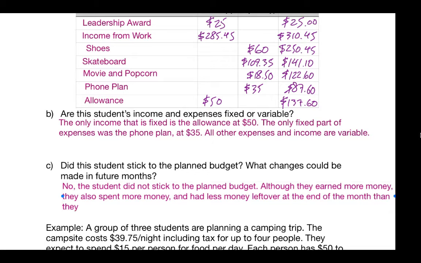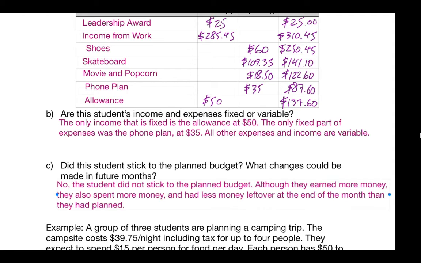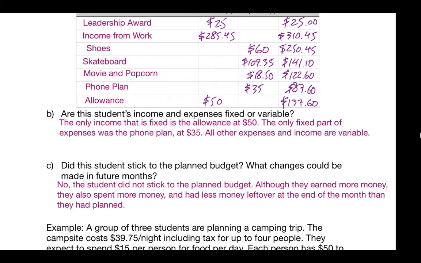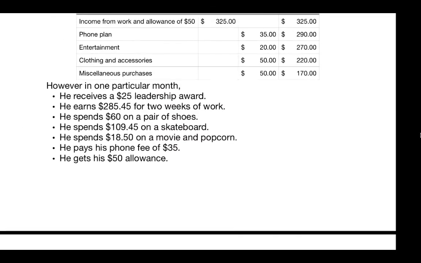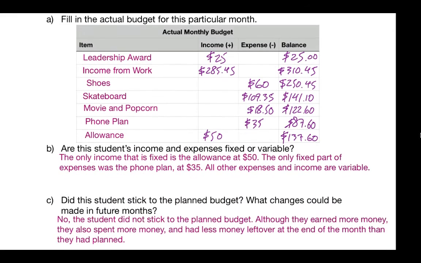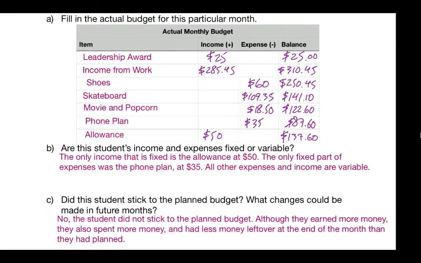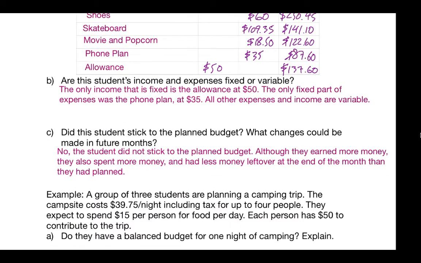than they had planned. So it's not like it's terrible. It's not like suddenly they have a deficit overall, but they don't have as much savings as they were intending to have. They were intending to have 170 saved at the end of the month, and there's only 137.60 saved at the end of the month. So there we go. That's that example.